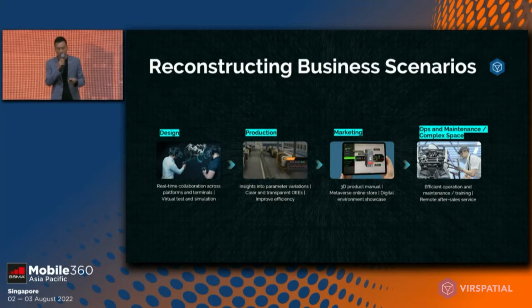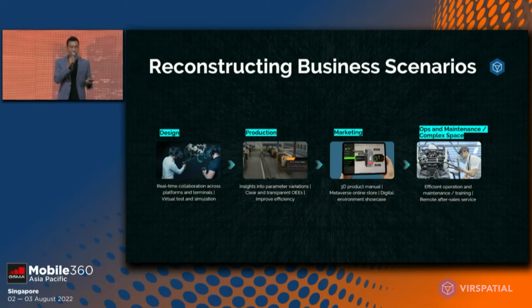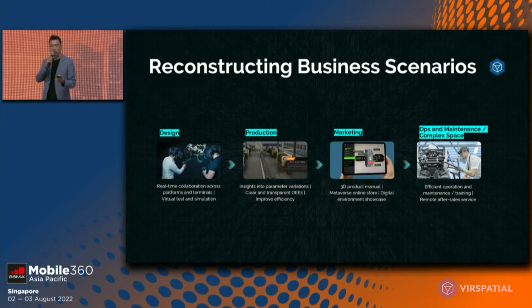Operation, maintenance, factory, city, they all need efficiency. They all need remote access. COVID gave us a headache, but also created another very high demand in how we have experts help you remotely. So all those are the business needs we're trying to address through the Enterprise Metaverse. And how do we do this?